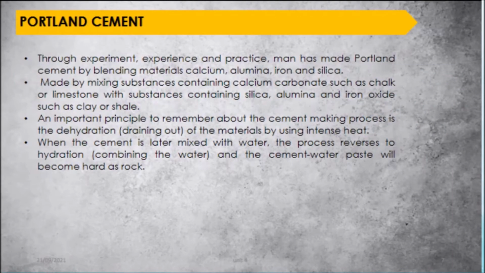So now let's discuss the Portland cement. Through experiment, experience, and practice, man has made Portland cement by blending materials such as calcium, alumina, iron, and silica.